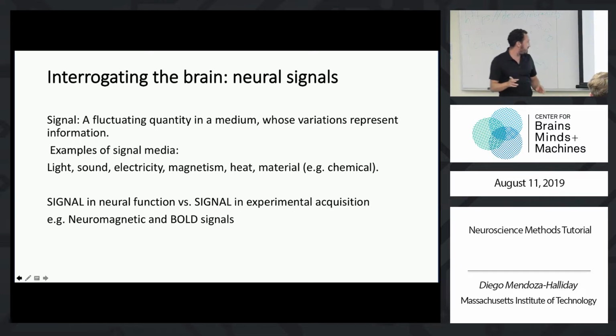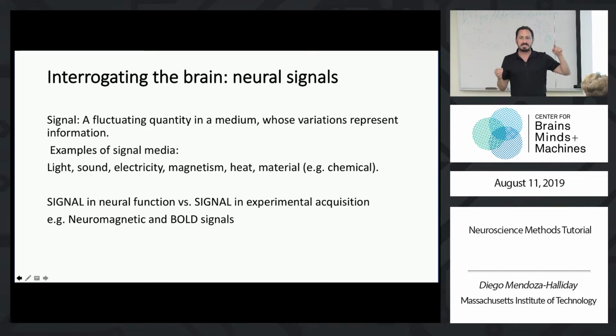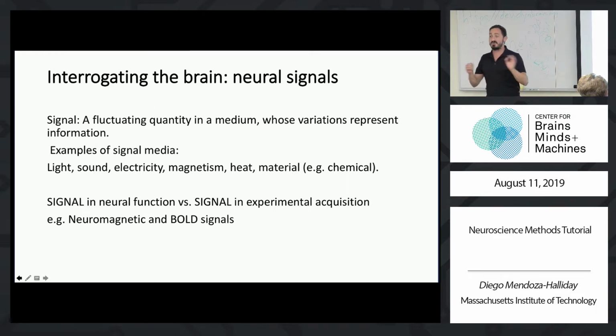There is a difference between a signal in terms of neural function and a signal in terms of experimental acquisition. That is a really important thing to understand when you're understanding neuroscience methods. Why do I say that? There is a huge difference between talking about a signal like spiking activity or talking about a signal like a neuromagnetic signal. What is the main difference between those two? Spikes as a signal are a signal that the brain itself uses to carry information, right? So it's a signal that is part of the mechanisms of brain function, whereas a neuromagnetic signal is not.